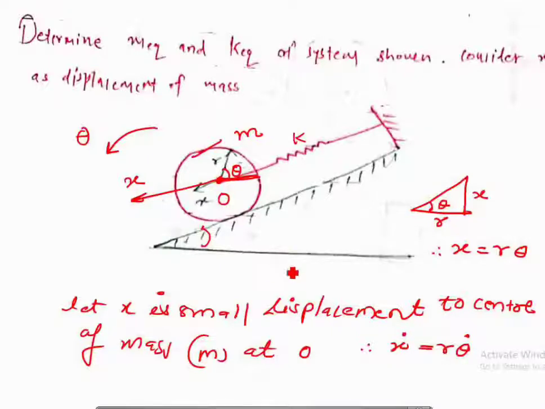Very important in this case: you have to find m equivalent and k equivalent, so you have to convert theta into x. So I will consider theta dot is equal to x dot upon r, and this is a very important modification, x dot upon r. I hope you understand this. Now let's solve this problem.